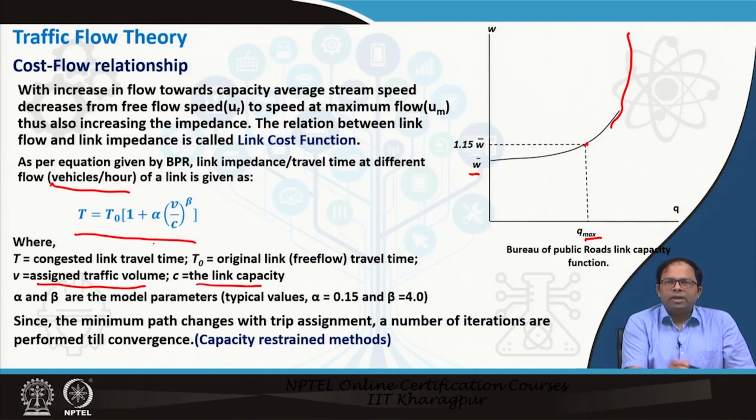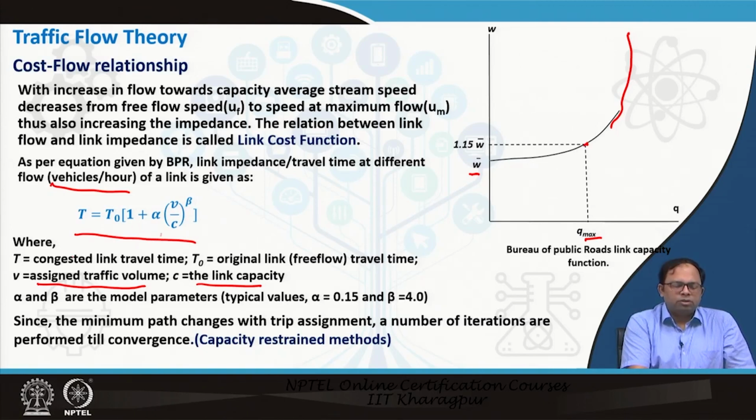So, V by C. We have always heard about the V by C ratio. This is the volume by capacity ratio, and based on it there is a reduction. When capacity is less and volume is more, this automatically gets added to 1 and increases the travel time from T0 to T. So, V by C is not directly used.